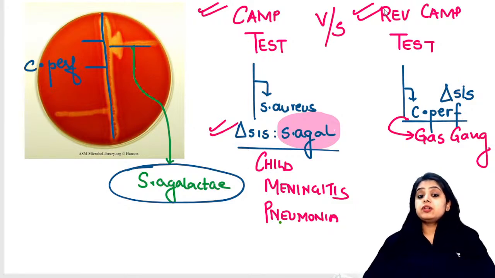So the same picture again and again, what am I telling you? Kahan focus karna hai? What is on the vertical line? If the vertical line has Staph aureus, it means I'm trying to do the diagnosis of agalactiae. If the vertical line has Clostridium perfringens, I'm trying to do the diagnosis of Clostridium perfringens. Okay, moving on to the next one.